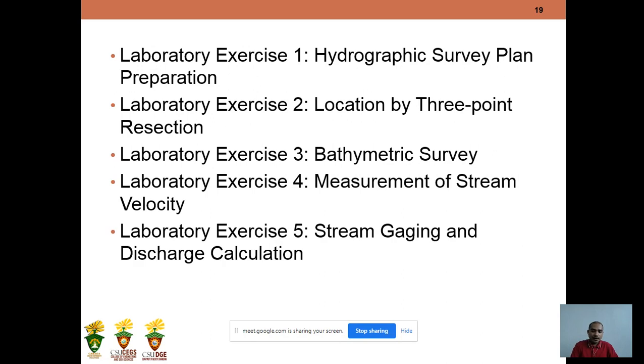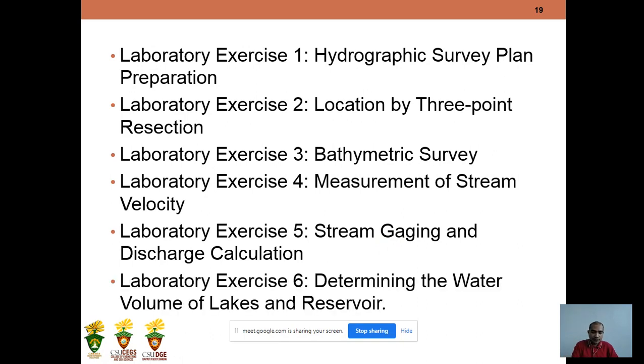Then laboratory exercise 5 is the stream gauging and discharge calculations. Since we already got the velocity in exercise 4, exercise 5 is a continuation of that laboratory. We took the velocity, so now we proceed to stream gauging. It means you need to get the water level and the cross-sectional area at certain locations so that we can calculate the discharge of the specific water body.